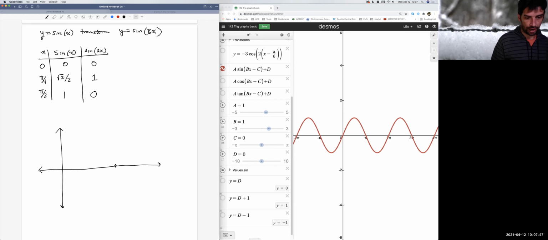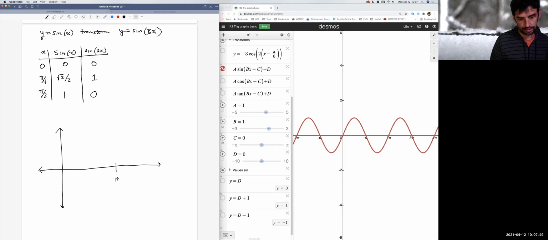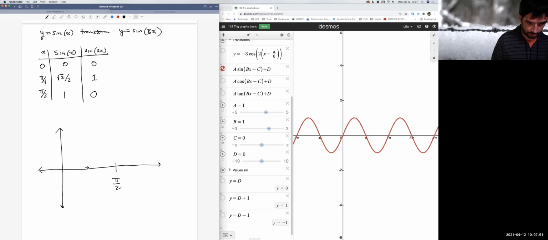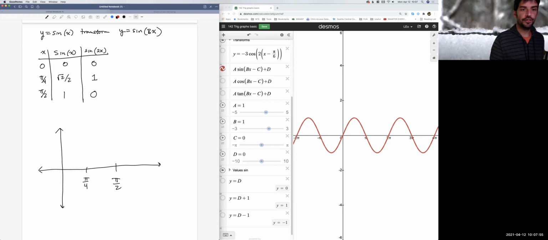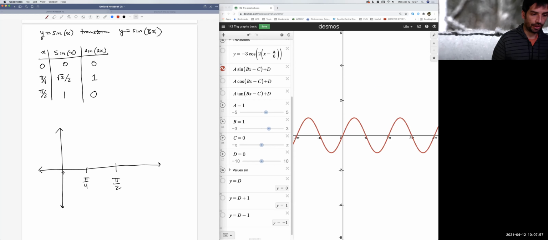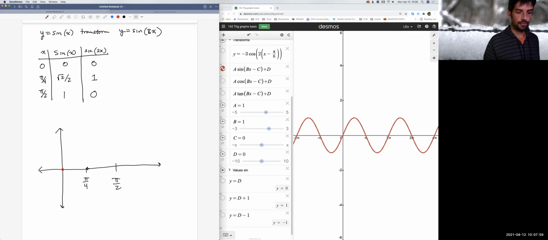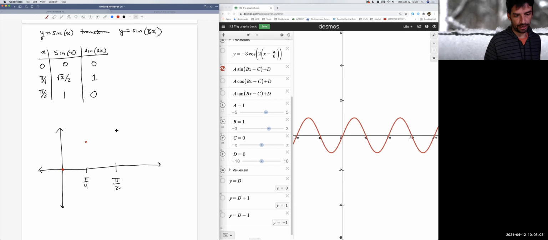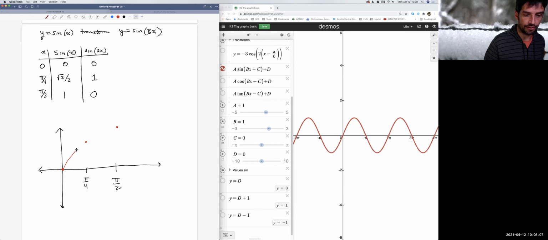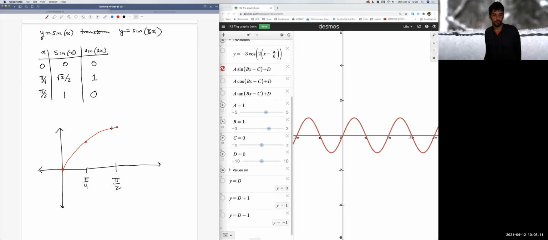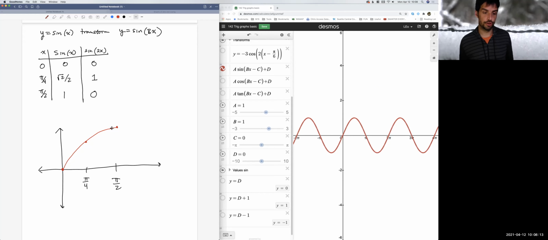So I'm just going to graph from 0 to pi over 2. Here's our pi over 4 value. The original graph I'll do in red. Sine of 0 is 0. Sine of pi over 4 is root 2 over 2. Sine of pi over 2 is up at 1. So 1's up there, and we get the beginning of that first quarter of our period.